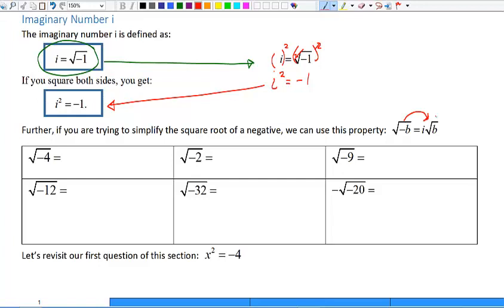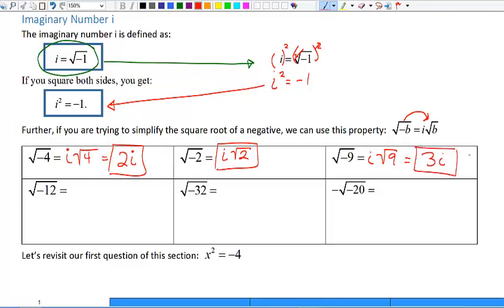So let's take a look at some of these examples. The square root of negative 4 can be rewritten using the property as i times the square root of 4. Well, I know what the square root of 4 is. That's just plain 2. So this answer is 2i. The square root of negative 2 is, if I use my property, i times the square root of 2. Now, the square root of 2 doesn't break down at all, so that's as far as I can go. On the third one, the square root of negative 9, if I use my property, that gets me i times the square root of 9, which reduces to 3i, because the square root of 9 is 3.